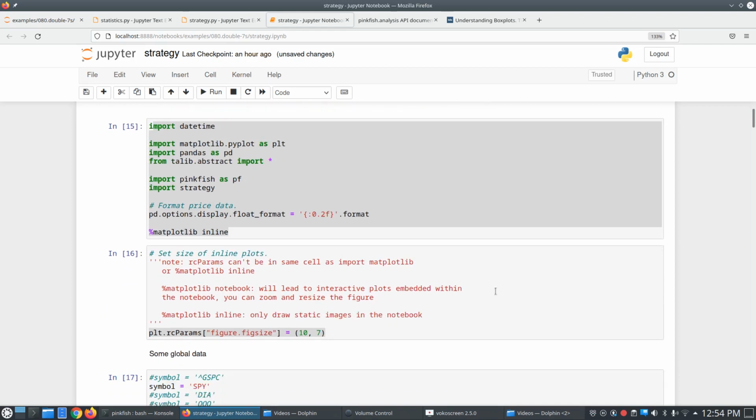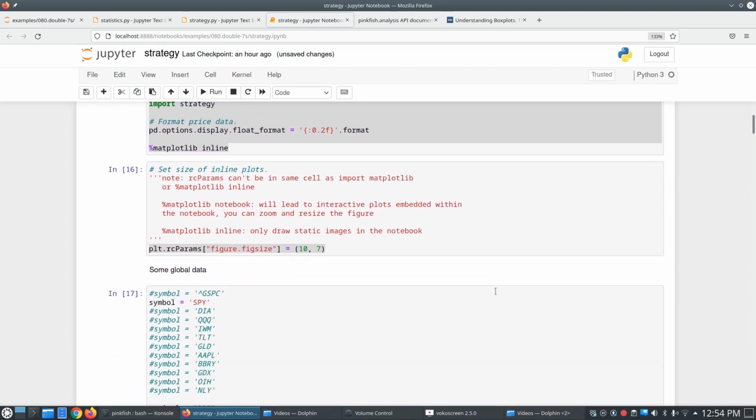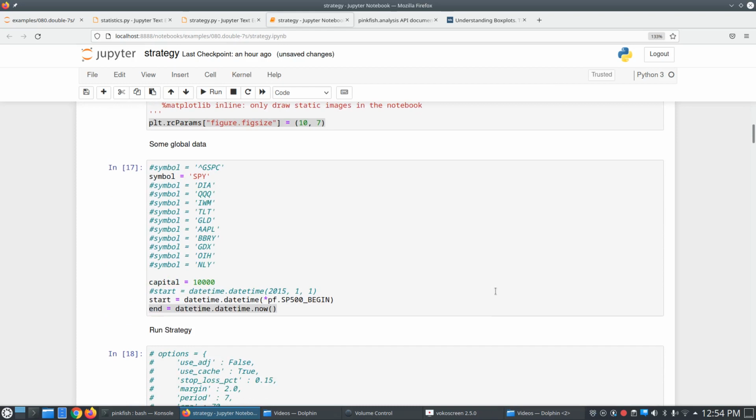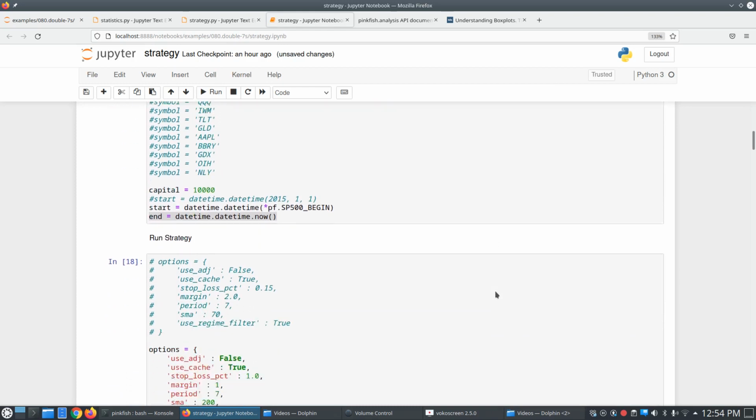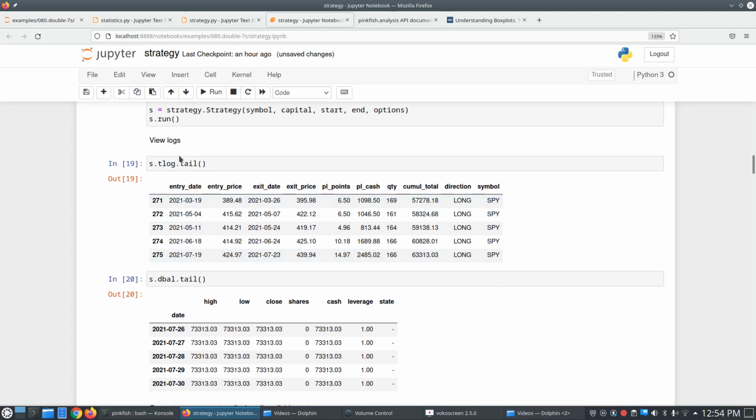Pretty fast at running through an algorithm, especially with a single stock like this. You saw it only took a couple seconds. So let's look at the trade log. We can see the entry date, the entry price, and the exit date and exit price, and then the profit loss points. So we got 6.5 points on this one and made $1,098 on this particular trade with 169 shares.